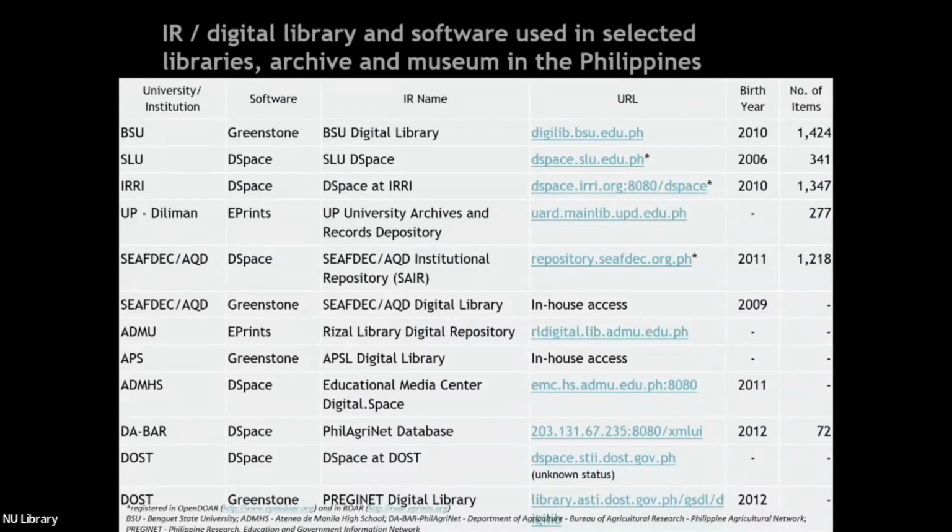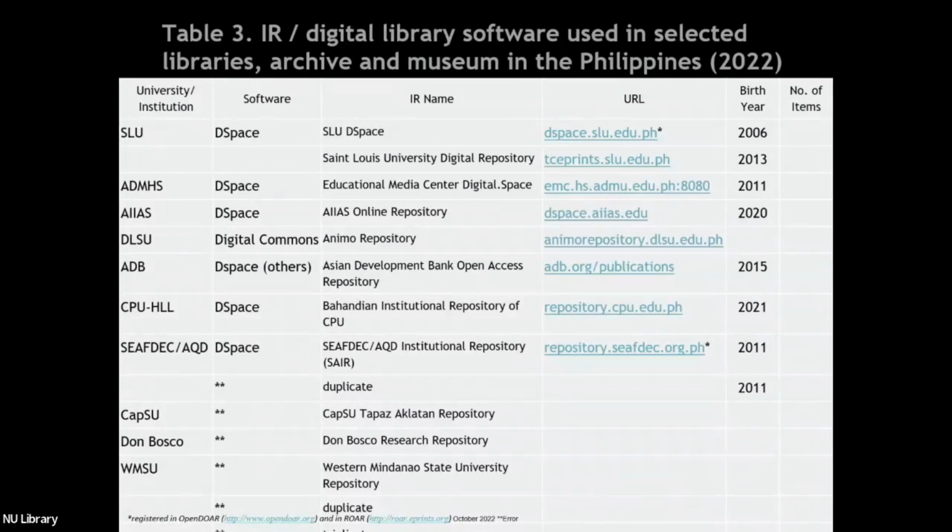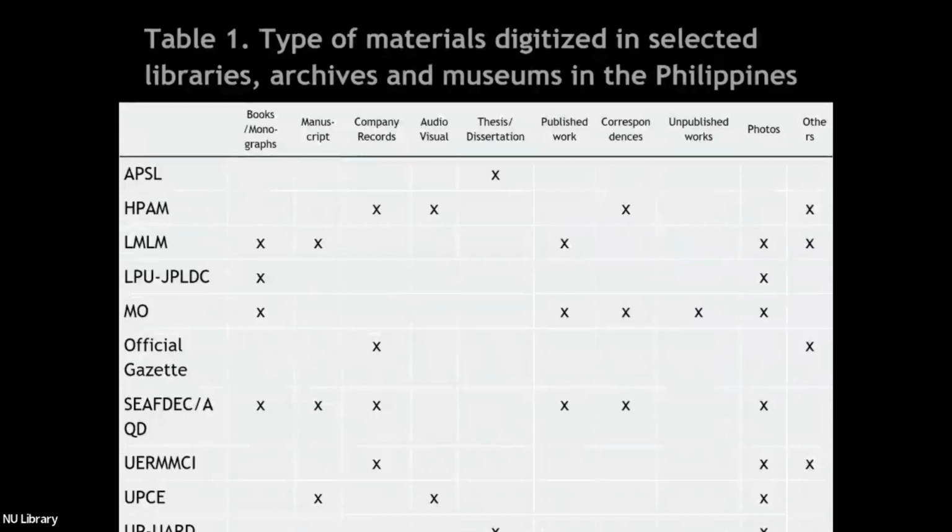And here is the list of the available ones. Some of the repositories are not registered in DOAR or ROAR. So here are the updates in 2020. You can see that there are some repositories that have errors or duplicates in the records. And these are some of the active ones which have URLs. And here are some of the documents that are being digitized and archived by LAMs.